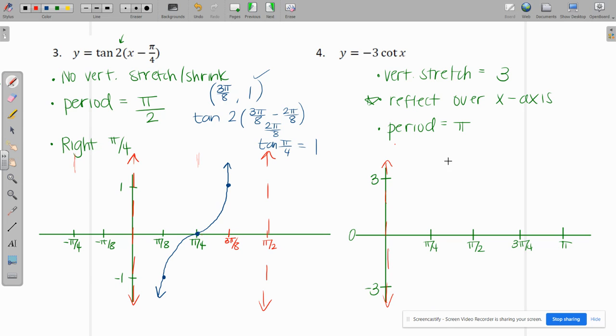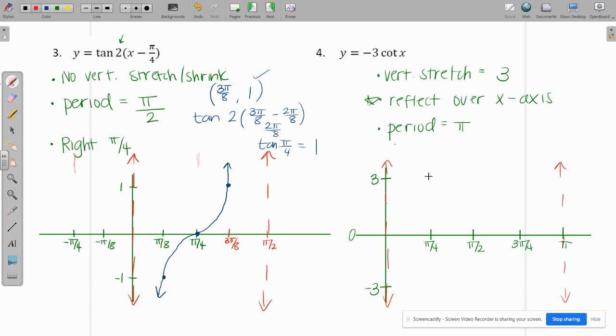So for cotangent, I start and end with my vertical asymptotes. So I have a vertical asymptote on the y-axis and also on pi, because we can't take the cotangent of pi, or the negative 3 times the cotangent of pi isn't going to work for us either. And then here, the period is taken care of. The vertical stretch just means that we're going to start with our negative 3 and 3s for our y-coordinates.